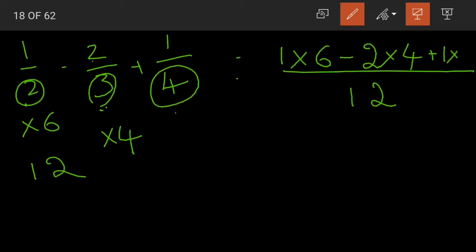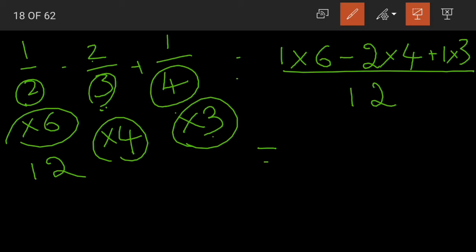Here 4 is the denominator. We know that 4 3s are 12. So multiply the numerator with 3. Yes students, if you're not understanding here, we have done LCM problems in the previous classes. Go and check it out.